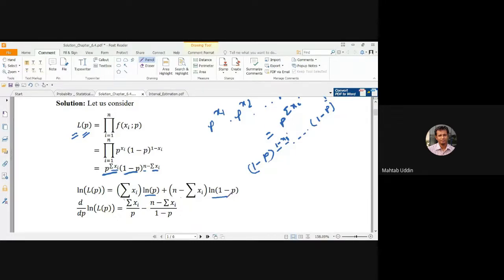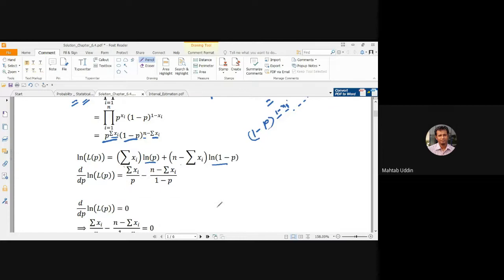Okay. Now, differentiate it. Here, you have to be careful about one thing. Here, p is the variable. So everything other than p will be constant, and p is a variable. That is p.